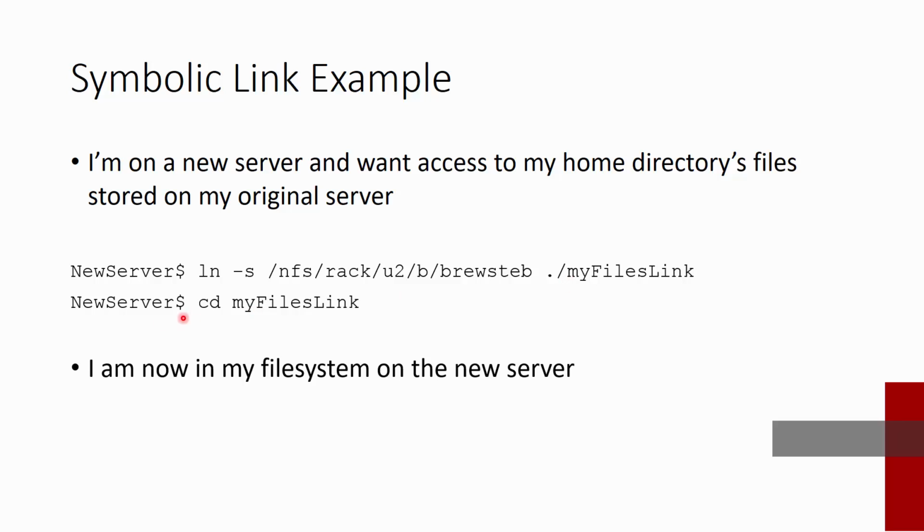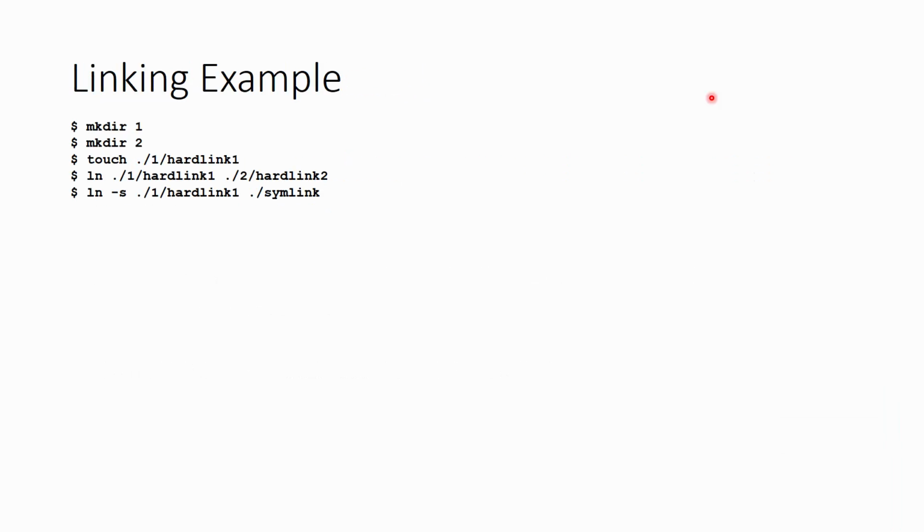And then on my next line, I can cd my way over through that link, and now I'm in my file system on the new server. So I've created this link on that new server that allows me access to those files. So symbolic links are pretty handy, especially, of course, when you have login accounts on all these servers and you can actually authenticate against them. Alright, so a linking example.